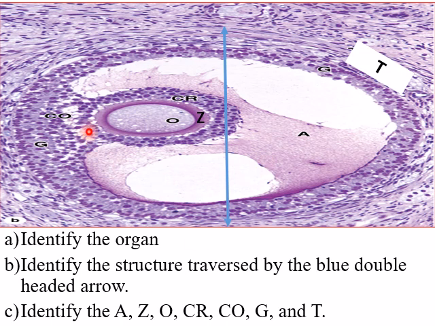Here is the ovary, and this is mature Graafian follicle. Okay, O, primary oocyte, Z, zona pellucida, CR, corona radiata, CO, cumulus oophorus, G, granulosa cells, T, theca interna or theca externa.